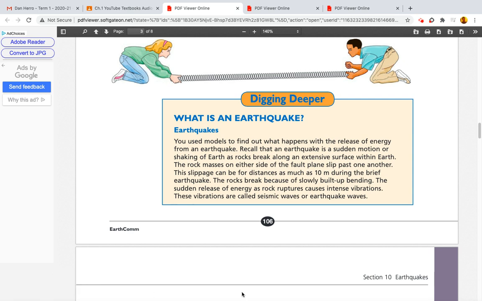Chapter 1, Section 10, Digging Deeper. What is an earthquake? Earthquakes. You used models to find out what happens with the release of energy from an earthquake.